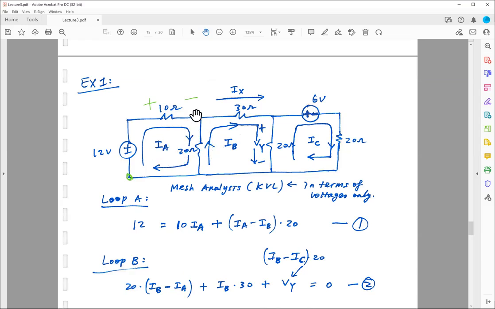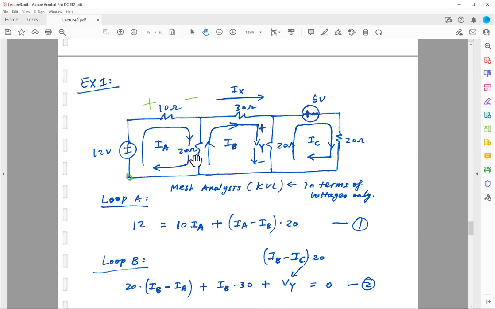So that is my current IA going into this 20 ohm. But at the same time, this resistor is also shared by the neighboring loop or mesh. In other words, this resistor is common to both IA and IB loops. Or you can say this 20 ohm is common to both IA and IB meshes.